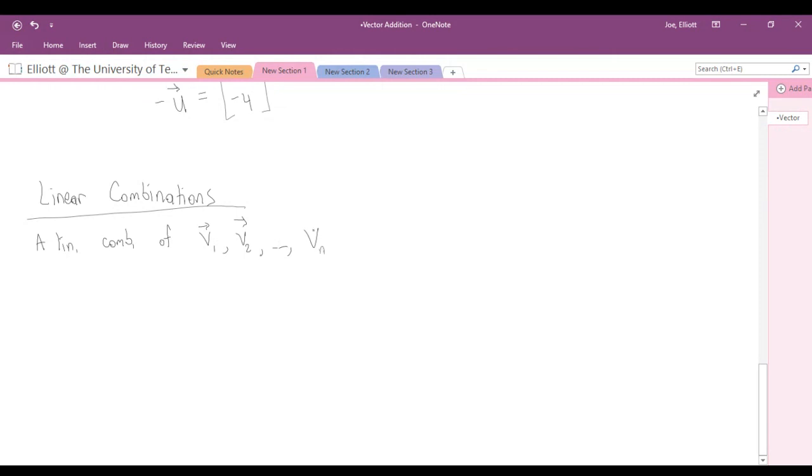All right, so if you have n vectors, a linear combination of them is any vector of the form c1 v1 plus c2 v2 plus so forth up to cn vn, where c1 through cn are all scalars. Okay.